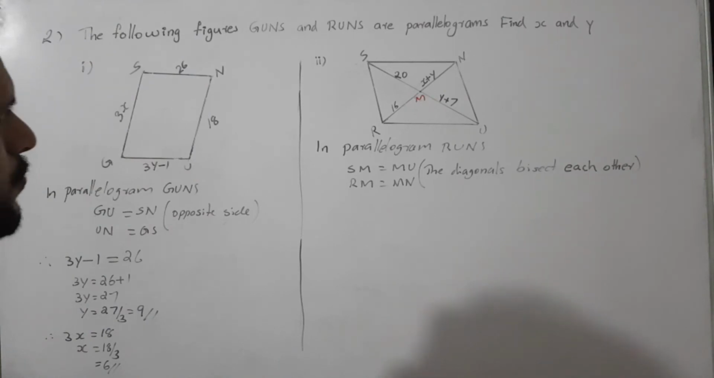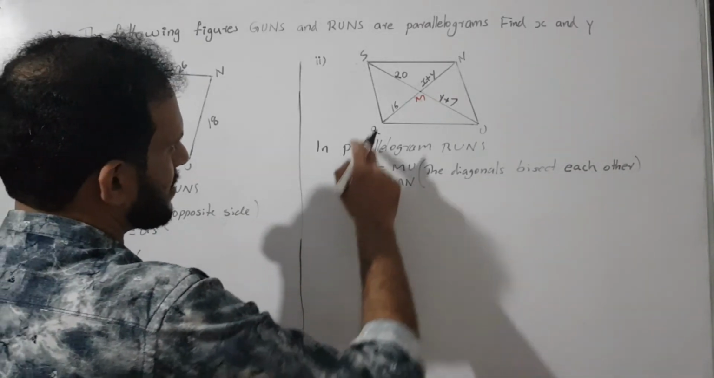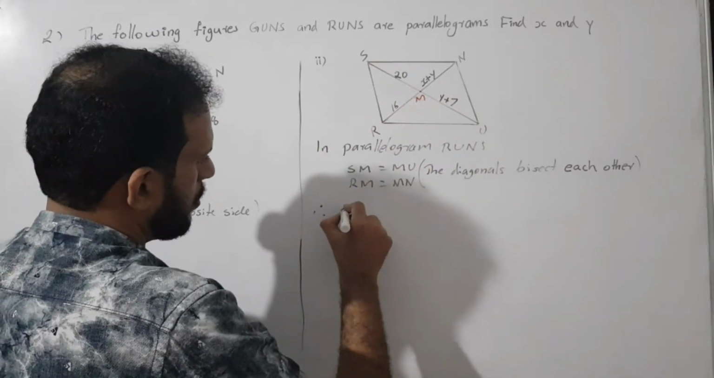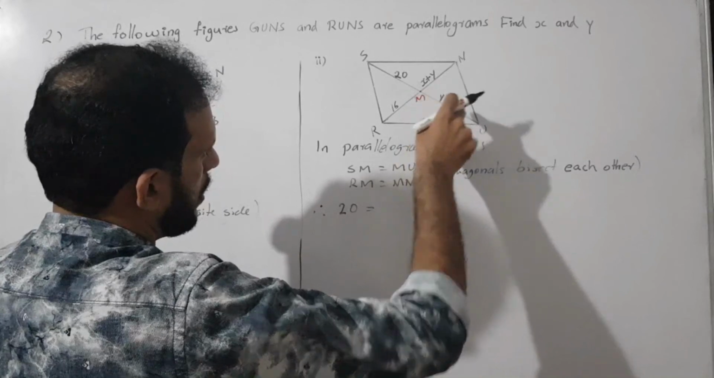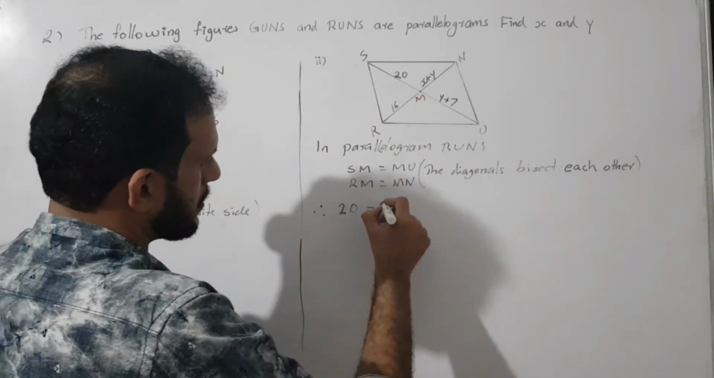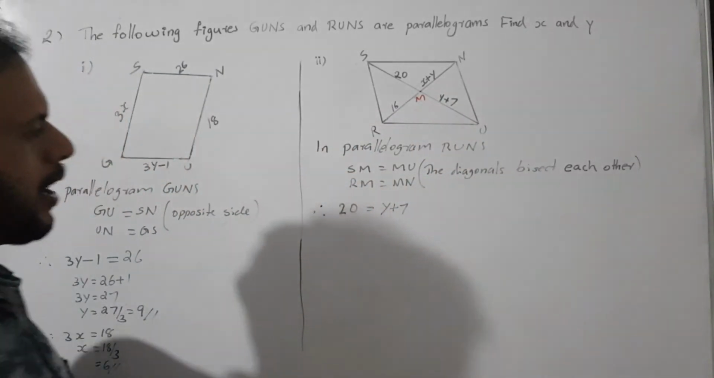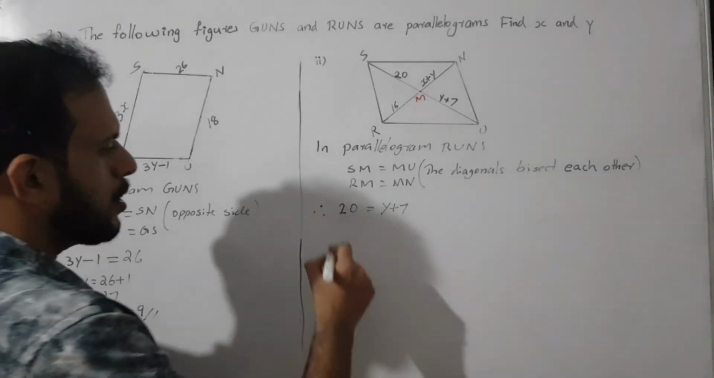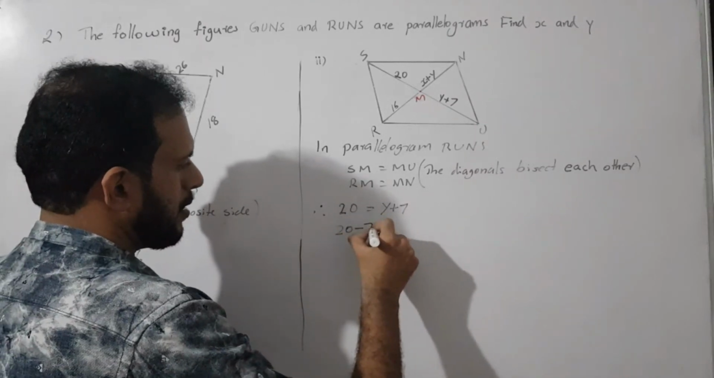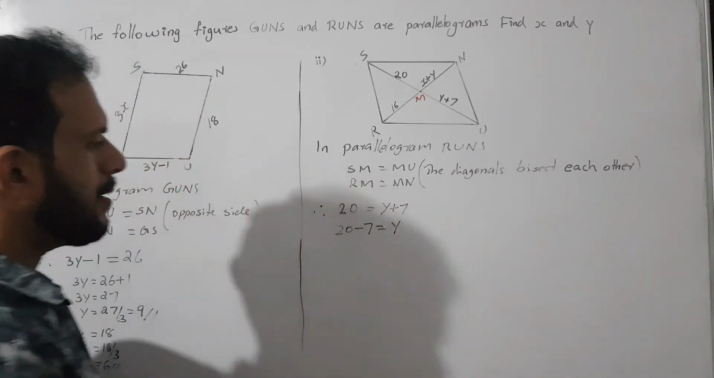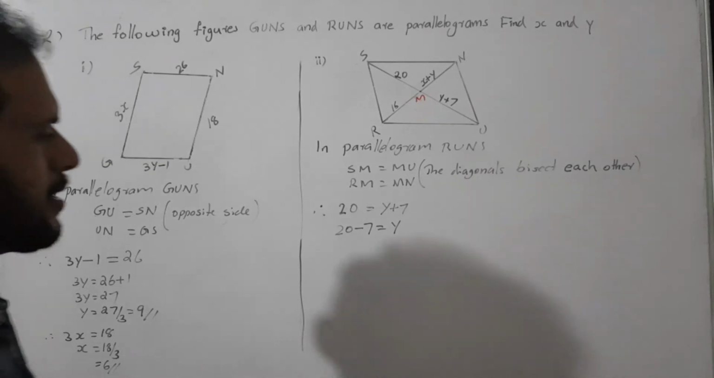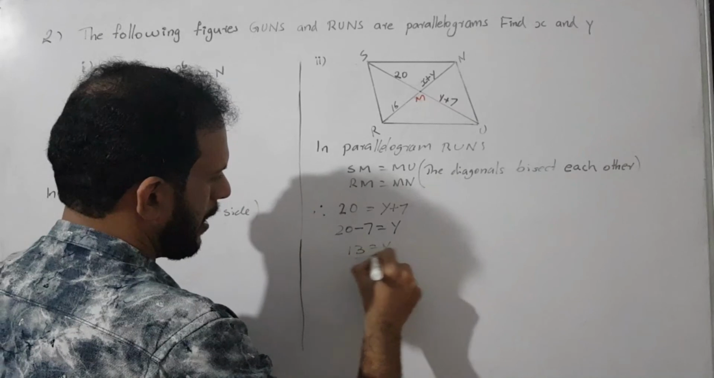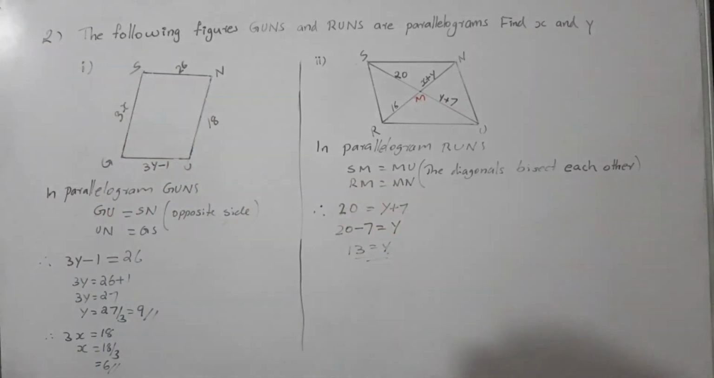Then we take one by one. First we take SM. What is SM? SM is equal to 20. Correct? 20 is equal to MU. What is MU? y plus 7. For getting the value of y, we transpose 7 to the side of 20. Then what is the change? 20 minus 7 is equal to y. 20 minus 7 is equal to 13. So the value of y is equal to 13.